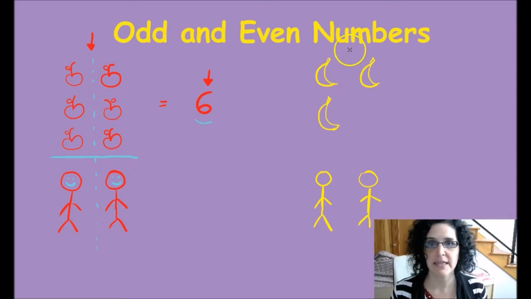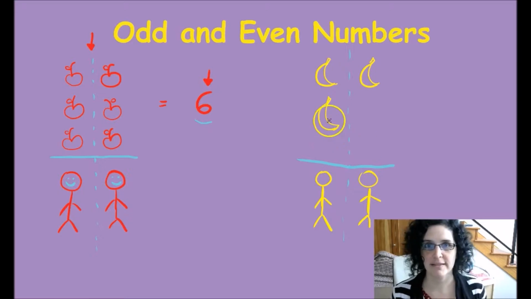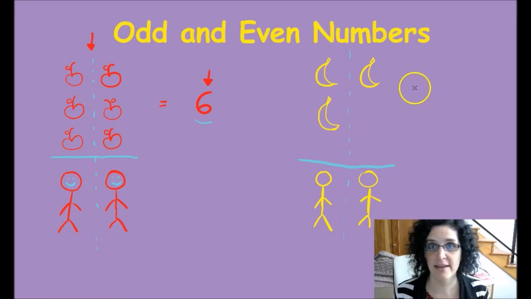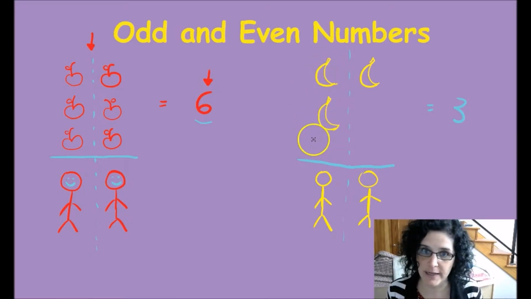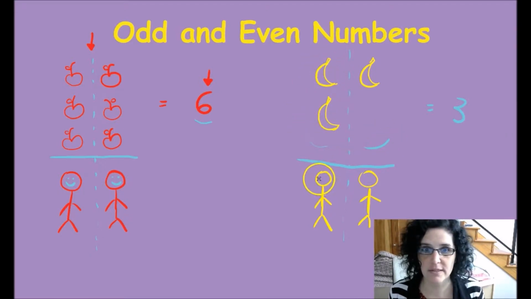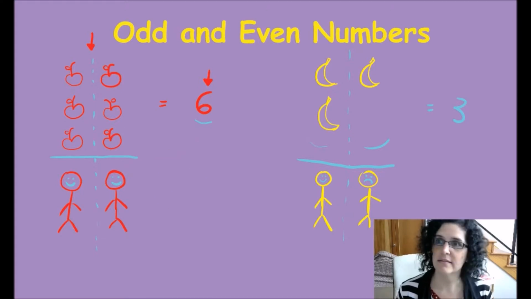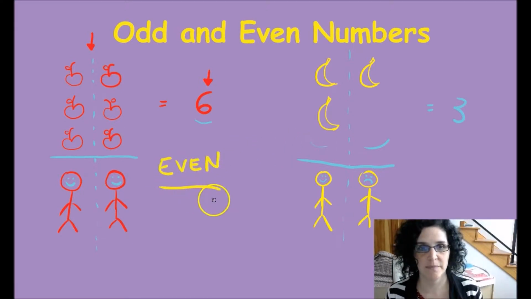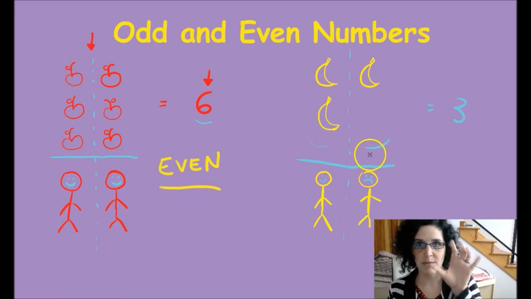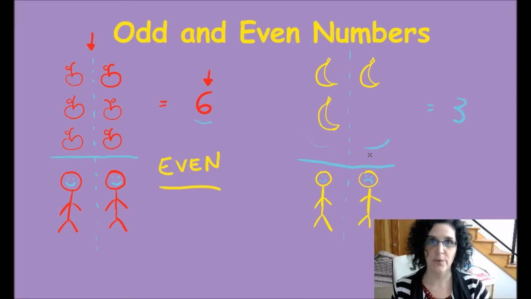Let's take a look. If I divide these bananas by 2, one of my friends will get 2 bananas, and the other one will get 1. So this is what's going to happen. This one here is going to be super happy, and this one here, not so much. So here we have an odd number. An even number is a number that you can divide perfectly by 2, and both sides will have exactly the same amount of whatever it is that you're dividing.